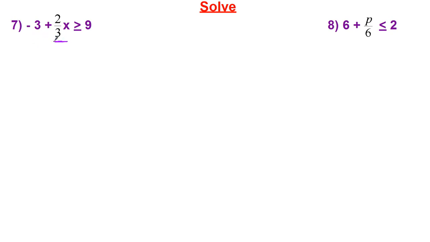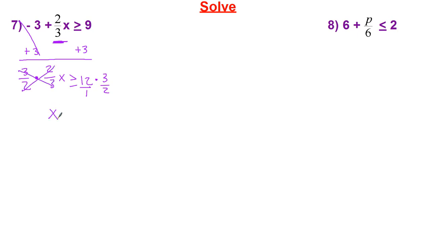Once again, I cannot get to this until it's by itself. So let me add 3 here, and then add 3, perform that inverse operation to get to 0. So we have 2/3 of x is greater than or equal to 12. Alright? Now, this is showing multiplication. Remember, we need to do the inverse operation, which is to divide. In order to divide a fraction, we need to multiply by its reciprocal. Okay? Multiply by its reciprocal. So let me put this here so I can cross cancel.